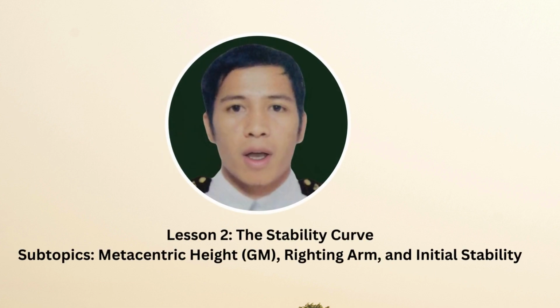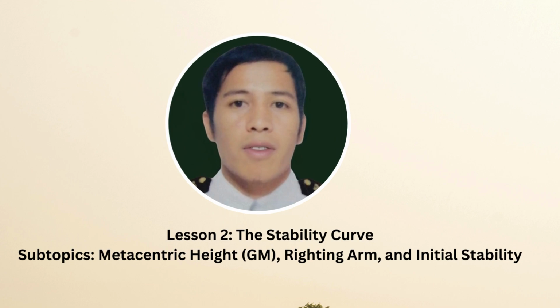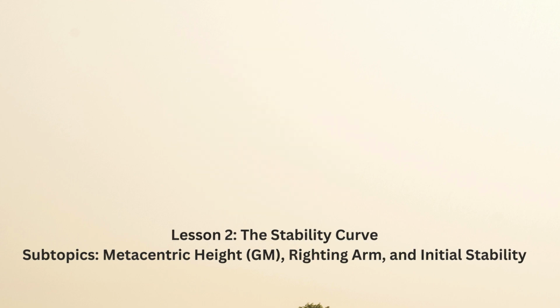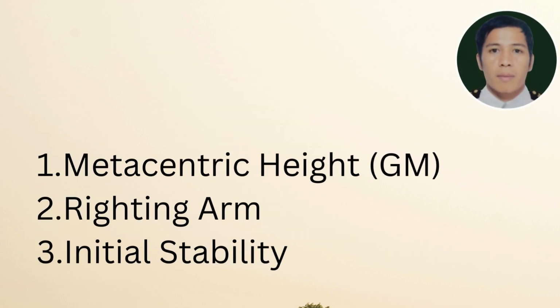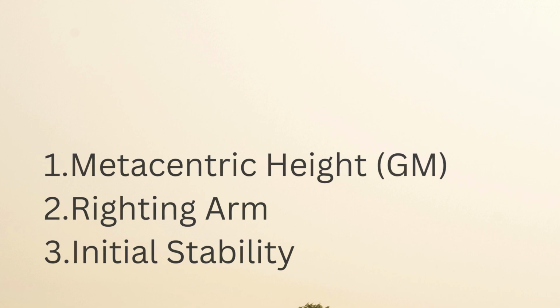In this lesson, we will explore the stability curve, its components, and the key parameters that influence a ship's stability. We'll delve into the concepts of metacentric height, GM, righting arm, and initial stability, which are pivotal in assessing a vessel's ability to resist capsizing.